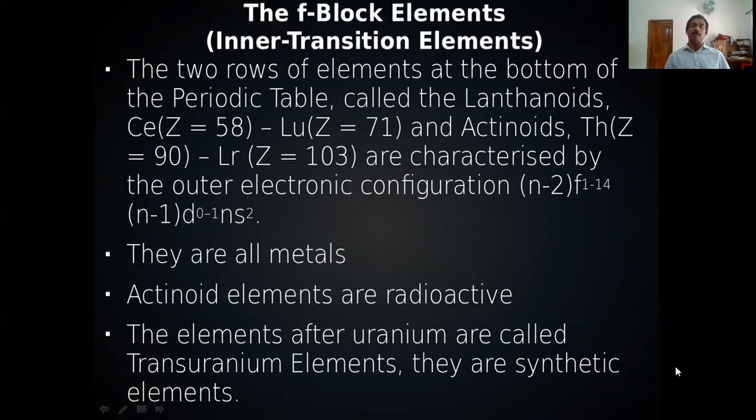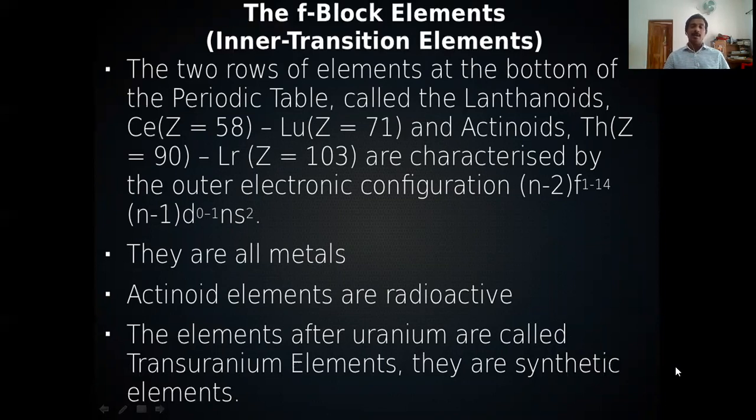They are characterized by the outer electronic configuration. What is the general outer electronic configuration of f block? (n-2)f 1 to 14, (n-1)d 0 to 1, ns2. That is general electronic configuration. You have to study all these general electronic configurations. In this case, they are all metals.